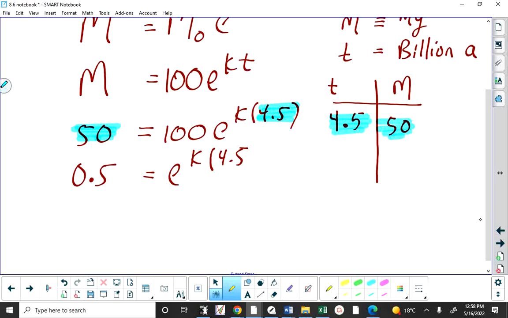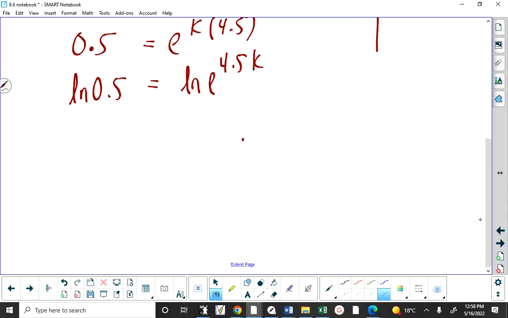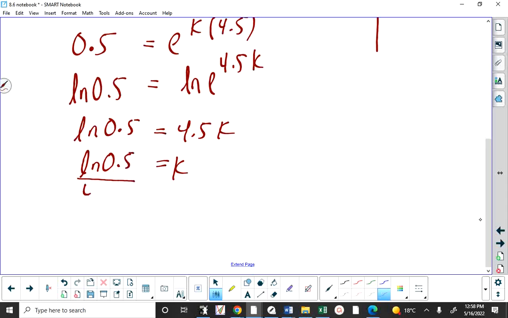I can take the logarithm of both sides, the natural logarithm, and get ln of 0.5 equals ln of e to the 4.5k. And ln of e to the 4.5k is 4.5k. So that means that our constant in our exponential decay equation is the natural logarithm of 0.5 divided by 4.5.